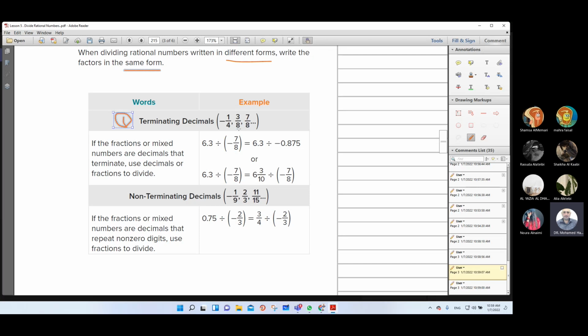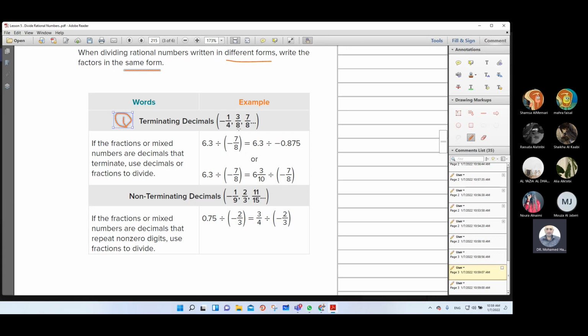So here, you can solve this problem using two methods. You can change from decimal to fraction, or you can change the fraction to the decimal. It's up to you. So, if the fractions or mixed numbers are decimals that terminate, use decimals or fractions to divide. So, here we have the first method. Keep the same decimal and change the fraction to the decimal.